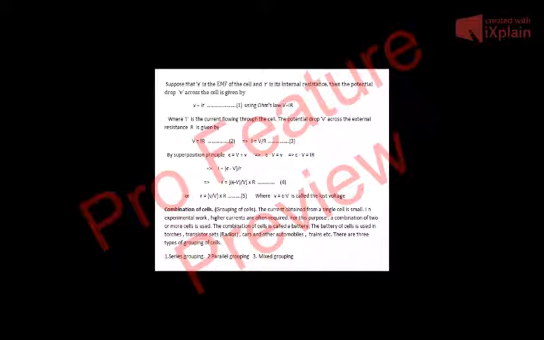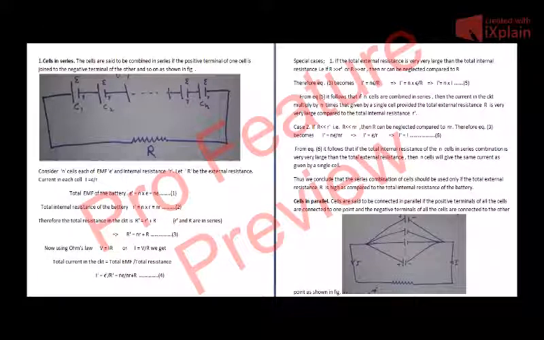There are 3 types of grouping of cells, 3 ways of grouping of cells. Number 1, series grouping. Number 2, parallel grouping. And number 3, mixed grouping. Let us discuss them one by one.